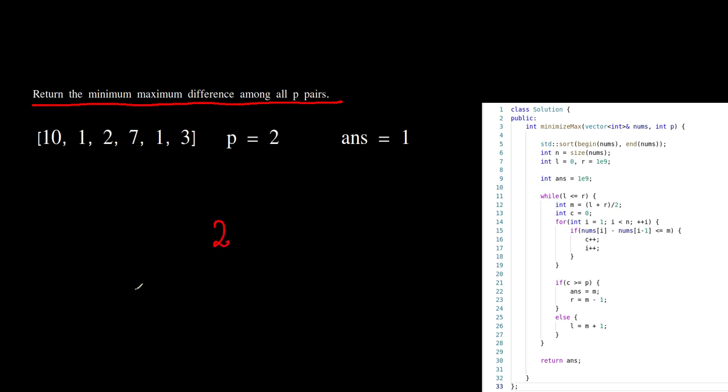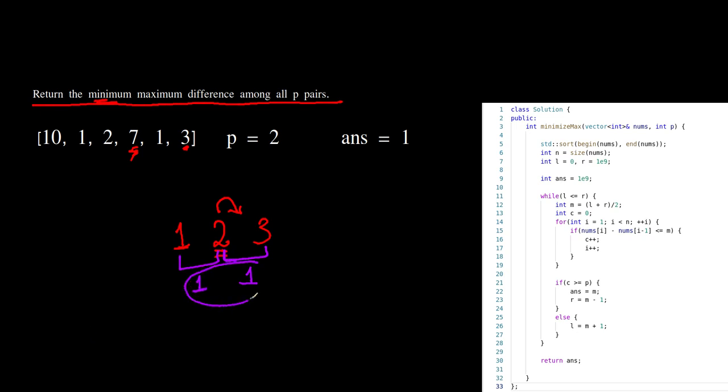Let's take number 2. Now what are the other two numbers that 2 can be paired with such that the difference is the minimum? The answer is the first number that is greater than or equal to 2. In this case it's 3, and the first number that is less than or equal to 2 is 1. Now if you take the difference between 3 and 2, it's 1, and between 2 and 1, it's 1.